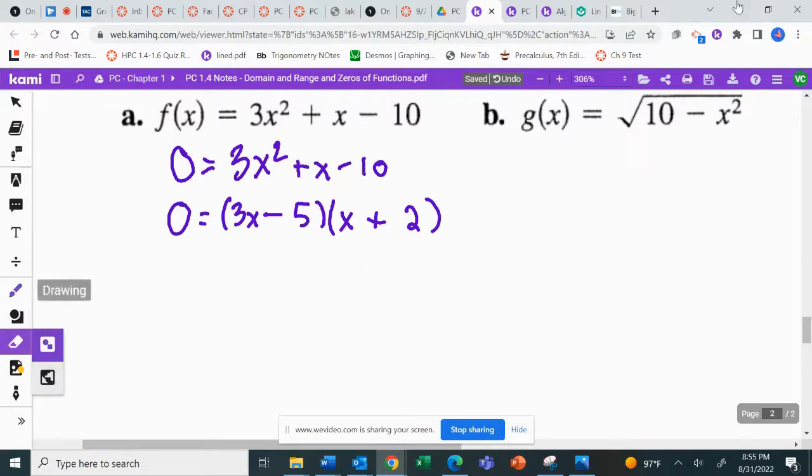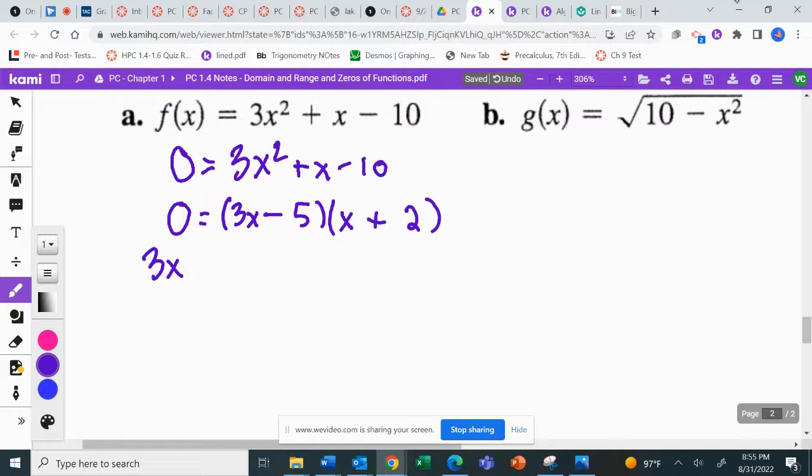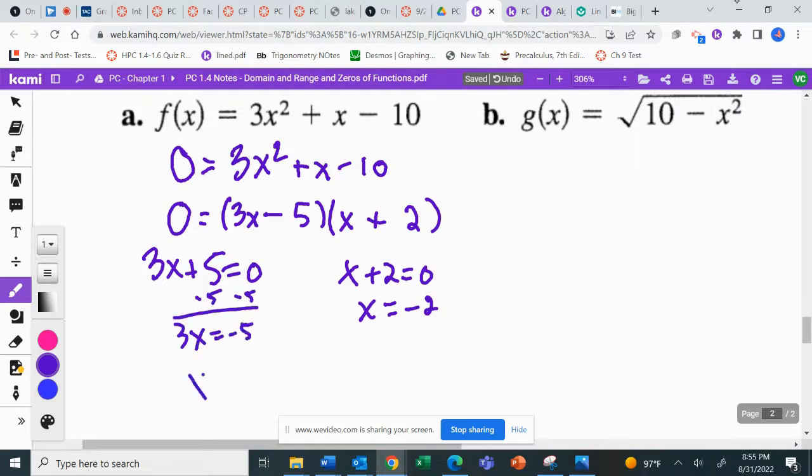So because of that, I'm going to set up 3x plus 5 equals 0, and I'm going to figure out what x has to be to make this 0. I'm also going to figure out x plus 2 equals 0, which is negative 2. And then what is this one? Negative 5/3. So if x was negative 5/3, this would be 0, which would make both, when they multiply together, equal to 0. If this was negative 2, we would have 0 here. Multiply by anything, and we would have 0. So I've got my two zeros.